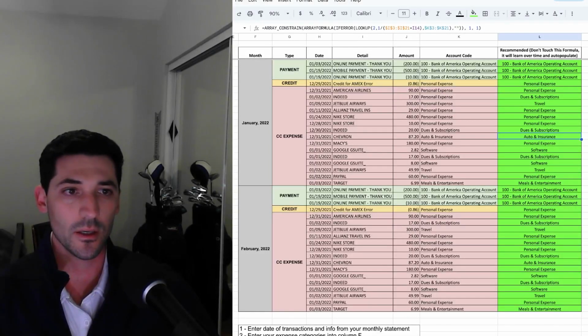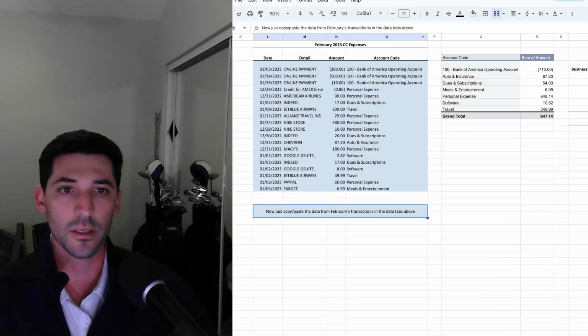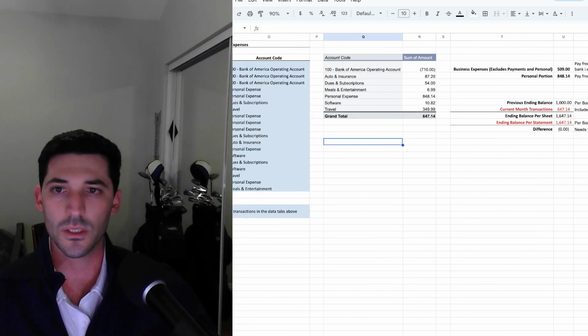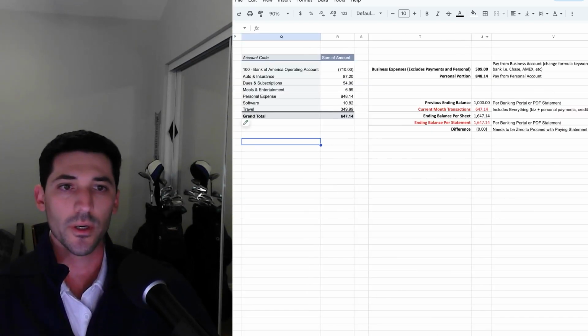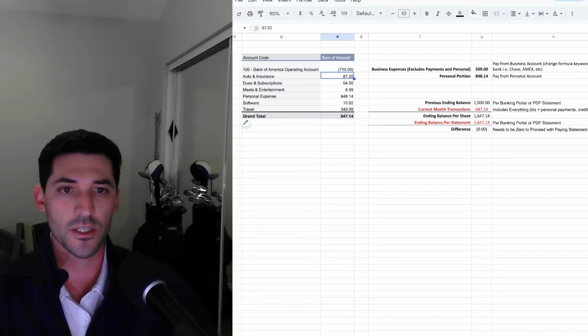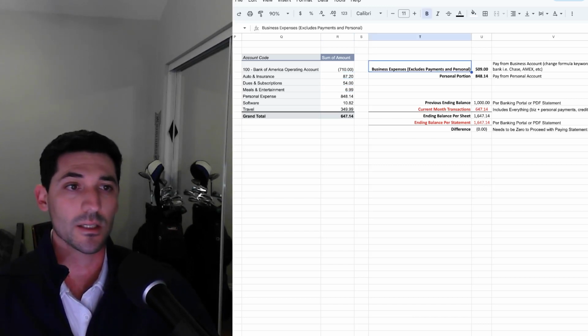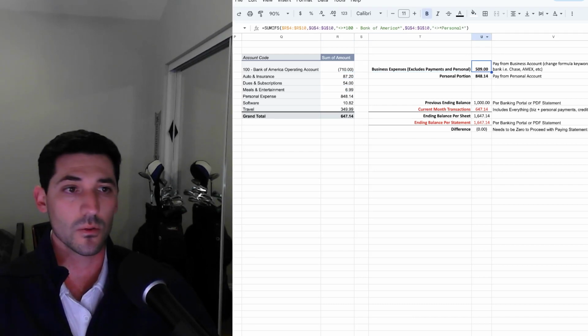Once you have that data in here and you're comfortable with this, what you'll want to do is punch that all in here, and you'll just want to take those 4 initial columns, and what will then happen, if I scroll over, you will see a pivot table, and it's going to create the section totals for your categories. So now you know how much I spent with auto and insurance, dues and subscriptions, meals and entertainment, all that good stuff.